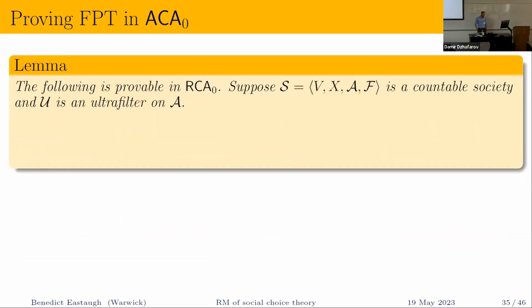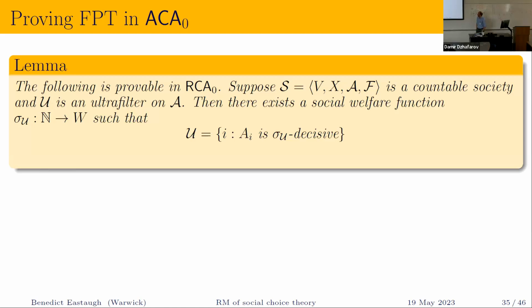For the forward direction, you really just take Fishburn's proof. So we break it up firstly into this lemma where I guess all of the work happens. Suppose you've got a countable society and an ultrafilter. The society could be finite, the ultrafilter could be principal, doesn't matter. And then from that ultrafilter, you can define a social welfare function such that the ultrafilter gives you the decisive coalitions. So you get a social welfare function, sigma U, which is dictatorial if and only if U is principal.